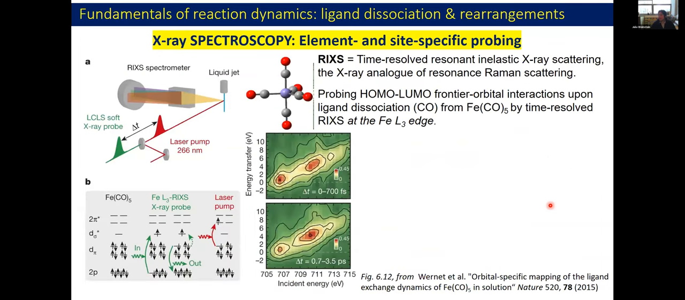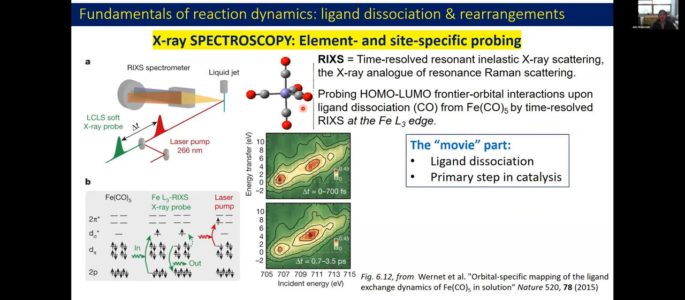So let's move to more basic molecules, from big proteins to a small molecule, which probably everybody in photochemistry knows. It's iron pentacarbonyl. But a very recent study using X-ray spectroscopy and element and site-specific probing allowed researchers to probe frontier orbital interactions upon ligand dissociation. So it was done by time-resolved resonant inelastic X-ray scattering, which is basically the X-ray analog of resonance Raman scattering. And that was directed at the iron L3 edge. So you can see how CO dissociates. And this is a prototypical molecule for a lot of organometallic chemistry.